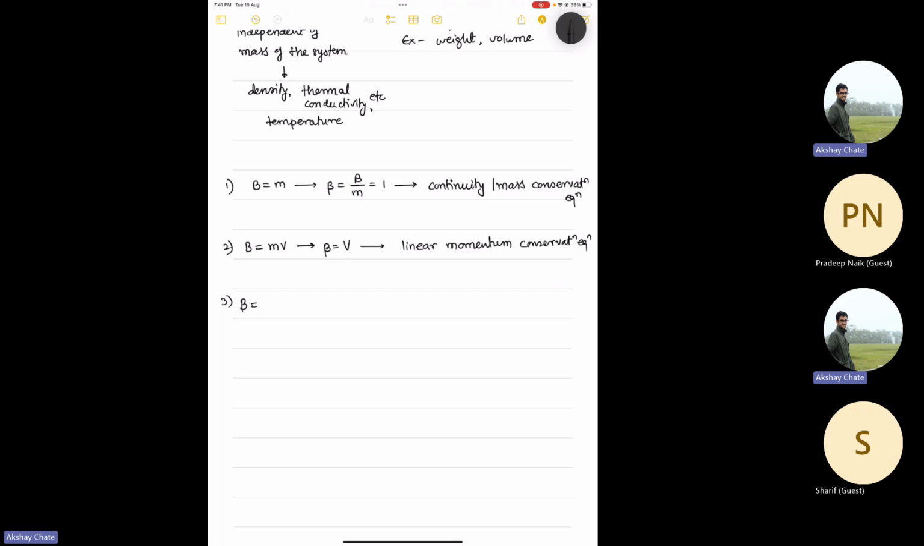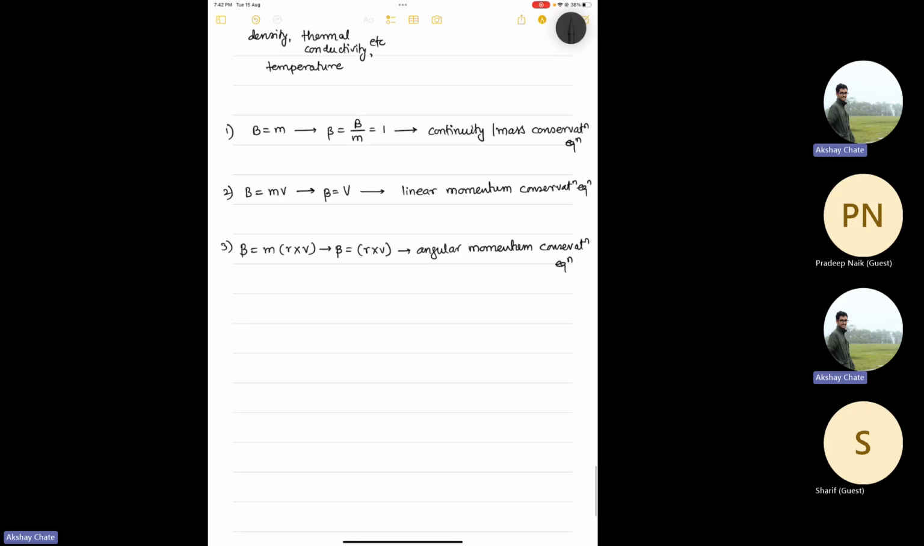So angular momentum, if you remember, it is linear momentum into some moment. So let's say m, and some cross product of velocity and your moment, some distance r. So if you put that in the RTT, your beta will become r cross v, right? This angular velocity kind of thing. This is your angular momentum conservation equation.